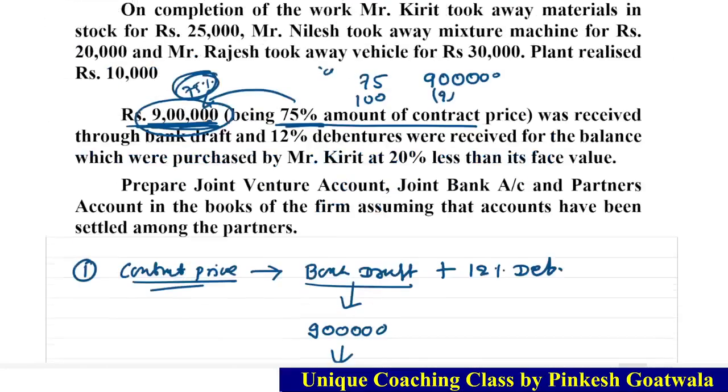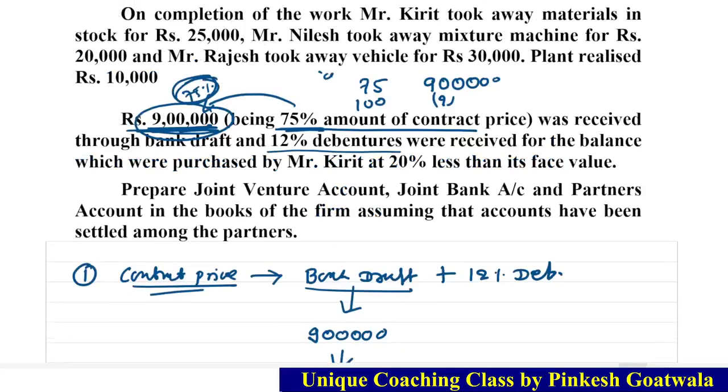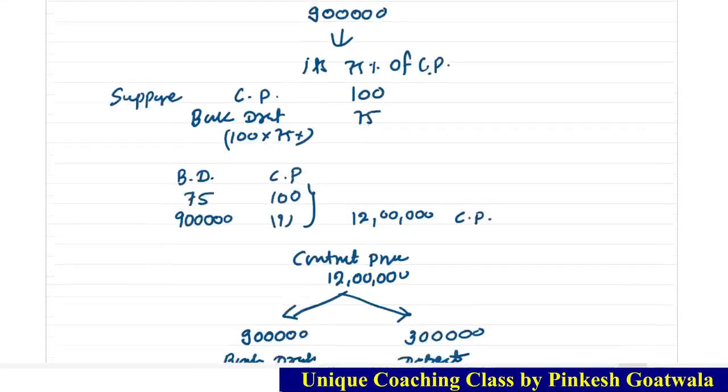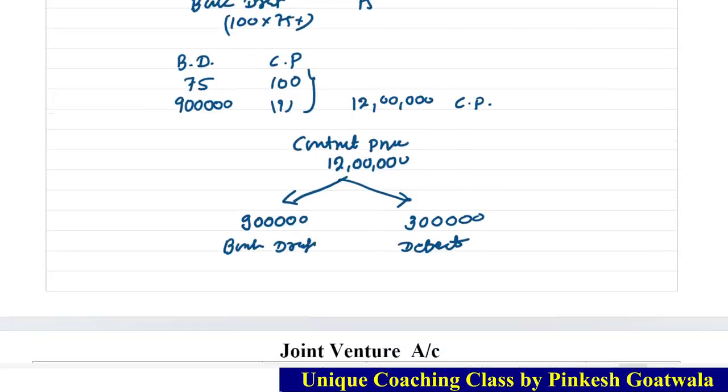Now next what? So look here, 12% debenture were received for the balance, which were purchased by Mr. Kirit at 20% less than its face value. In a previous sum, we saw that some debenture had been sold in market and some debenture were taken over by Desai. Here, all debenture were taken over by Mr. Kirit at 20% less. Who takes all? Kirit takes them at 20% less. So what will be the journal? Kirit takes over the 3 lakh debenture.